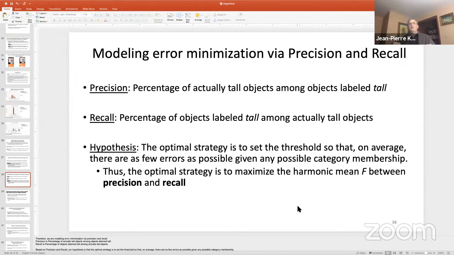And recall is the percentage of objects labeled tall among actually tall objects. So it's kind of, are there objects that are tall that you deem not tall? And the optimal strategy is to maximize both precision and recall. That strategy amounts to maximizing the harmonic mean of precision and recall, which, if I remember, I always have to look it up, is twice the product of precision and recall over the sum of precision and recall. That's called the harmonic mean.